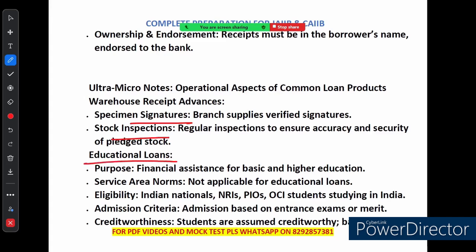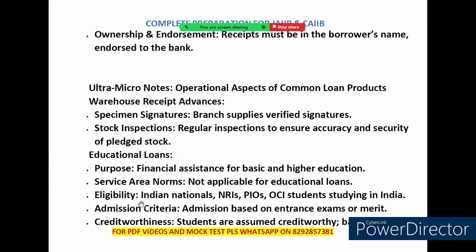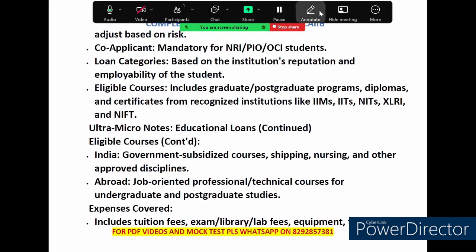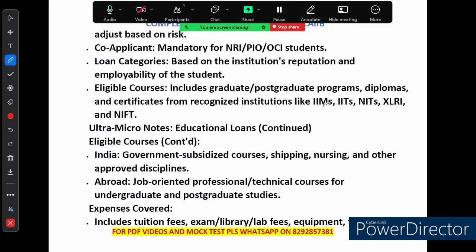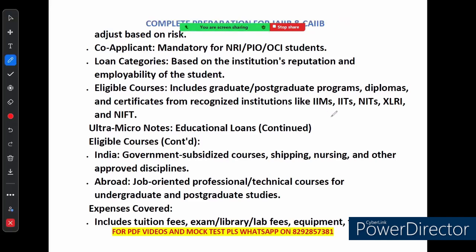Now let's talk about education loan. These loans help a student cover the cost of education in India and abroad. They are available to Indian national, NRI, PIO, OCI students. A student must have been admitted to a recognized institution based on exam and merit. The loan covers tuition fee, and besides tuition fee, it should cover books, travel and other necessary expenses, right?